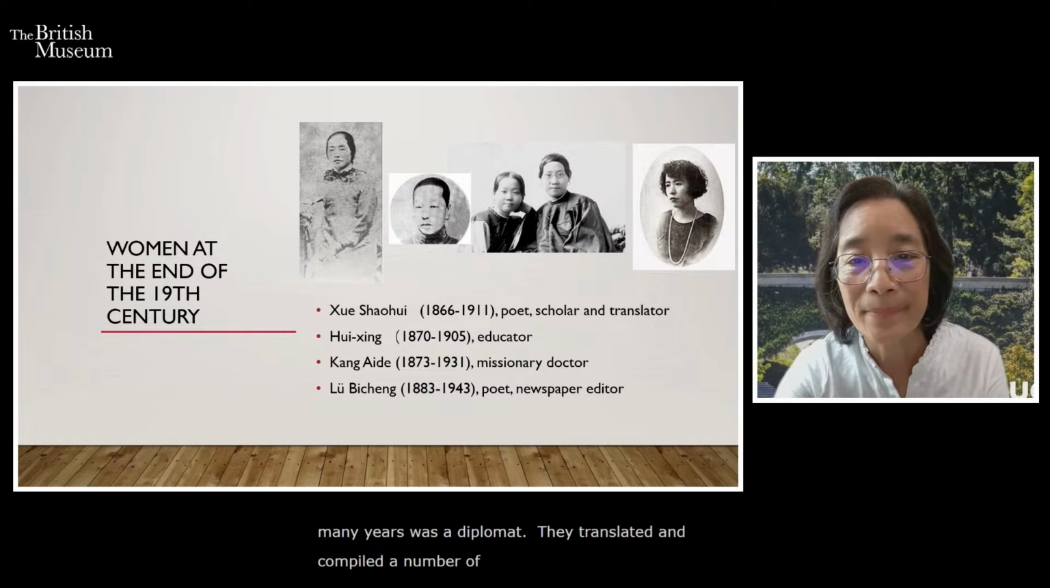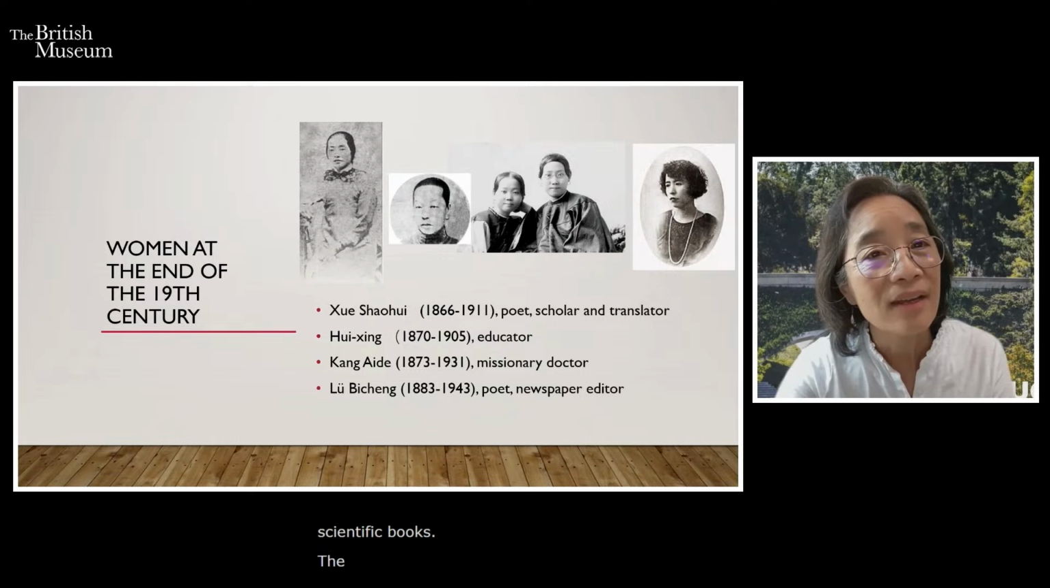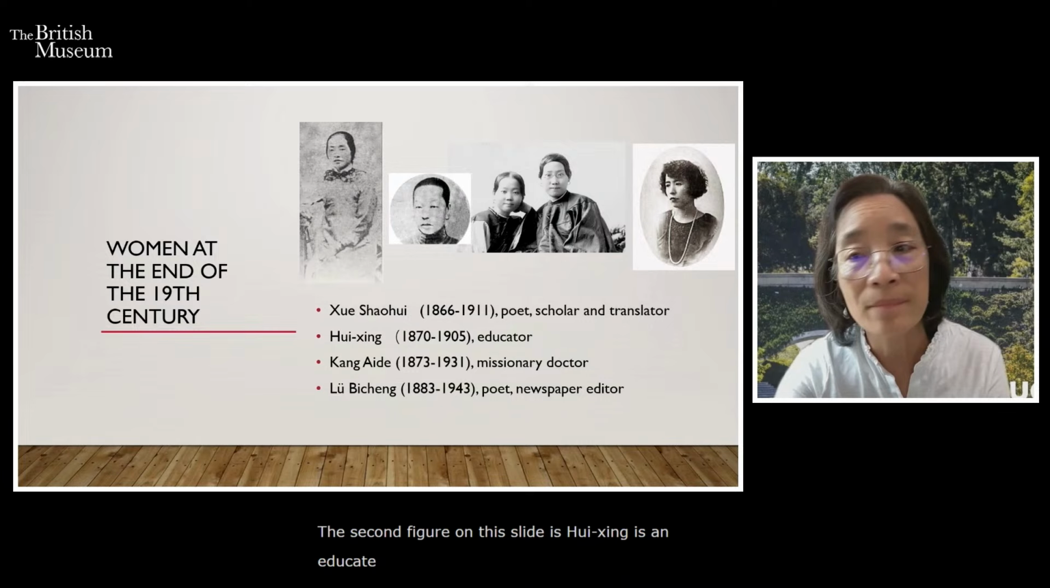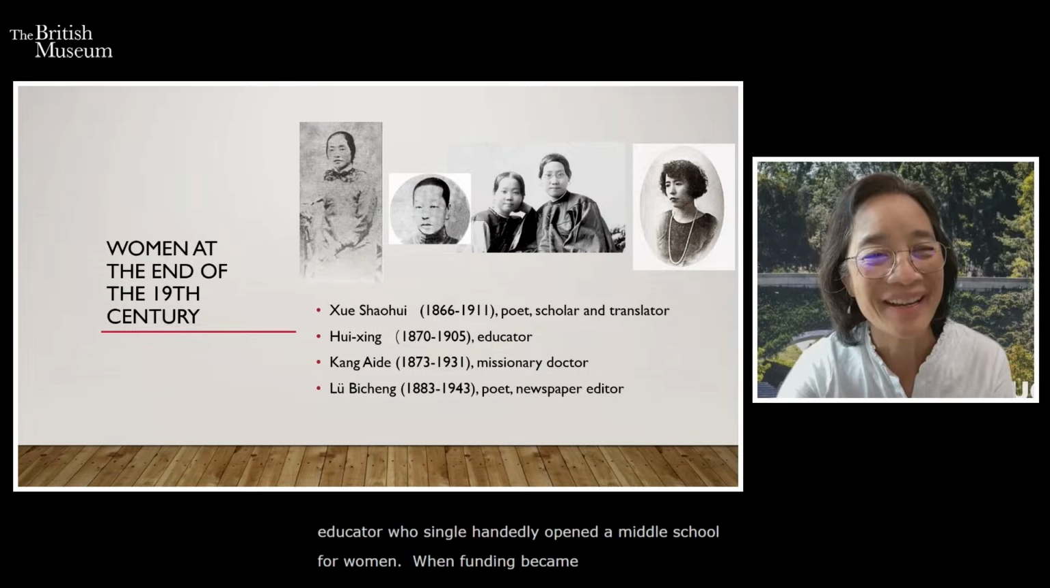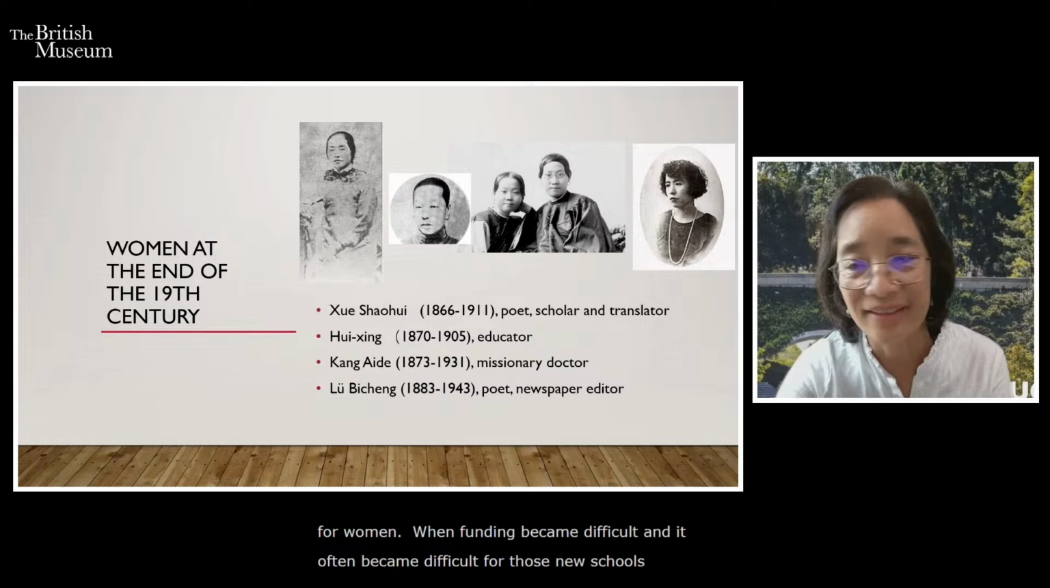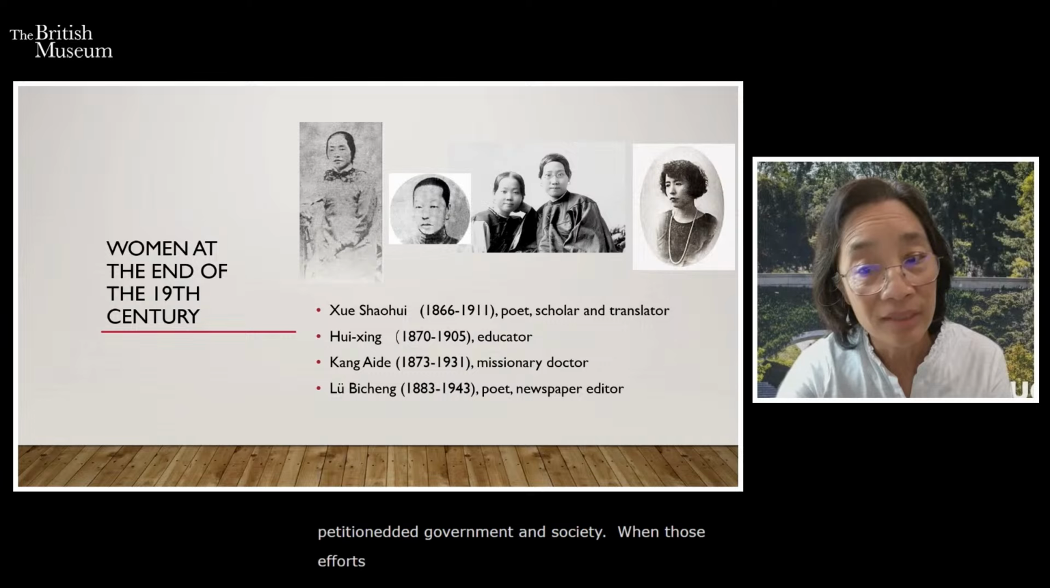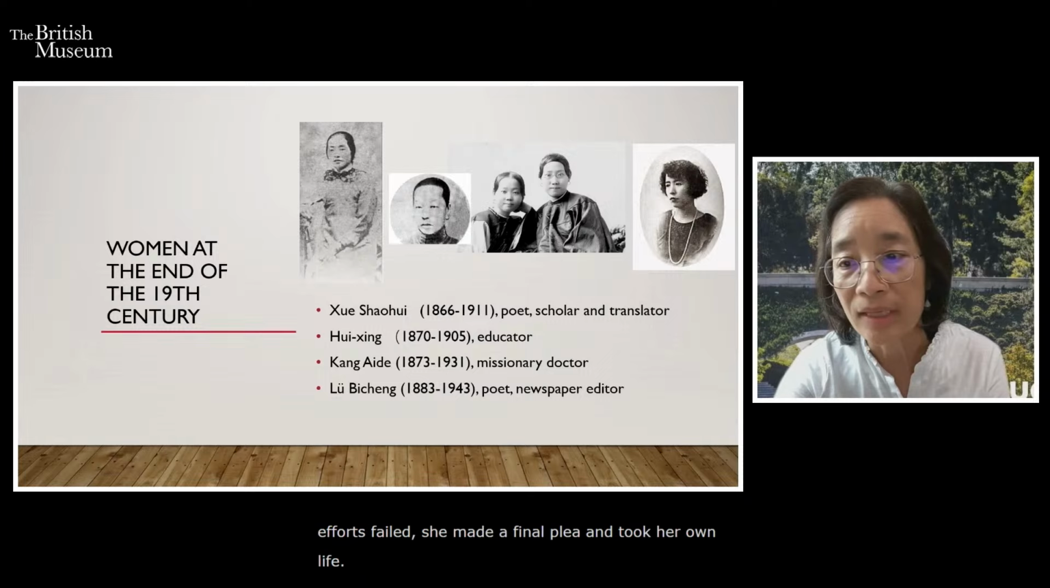The second figure on the slide, Hui Xing, is a Manchu educator who single-handedly opened a middle school for women when funding became difficult, and it often became difficult for those new schools. She petitioned the government and society. When those efforts failed, she made a final plea and took her own life. The news of which was so widely disseminated, funds poured in and her school survived.